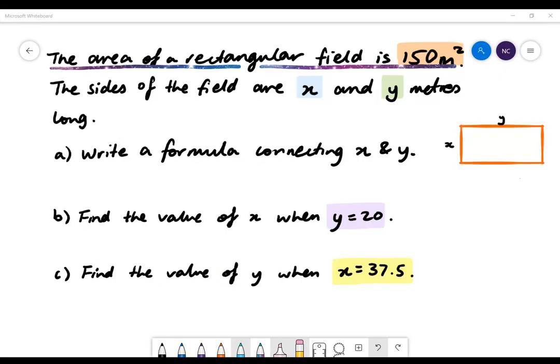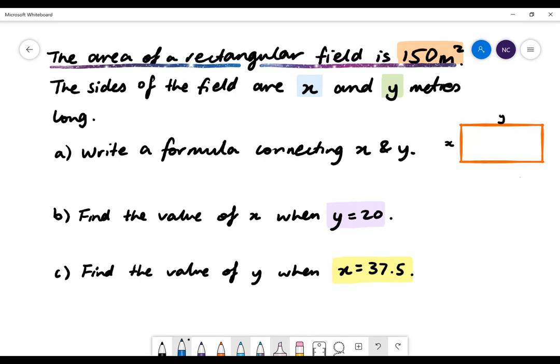Here is our first example. The area of a rectangle is 150 square meters. The sides of the field are x and y meters long. A. Write a formula connecting x and y. As you can see, x and y are the side lengths of the rectangle. If we increase x, y is going to decrease if we have the area to be 150 square meters. To create a formula, we need to do x multiplied by y is equal to the area, which is 150.